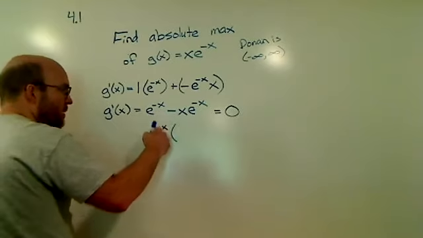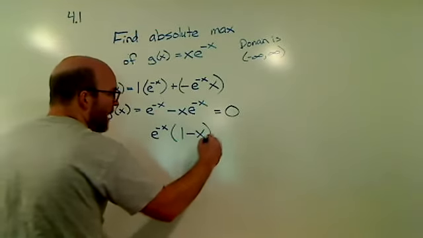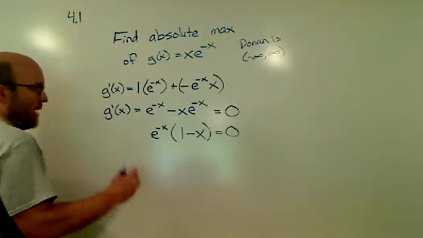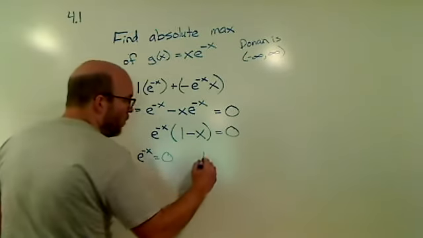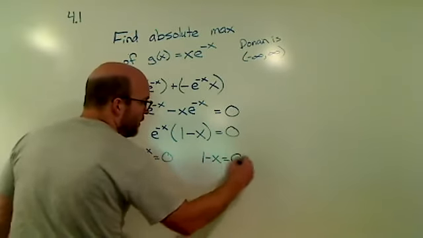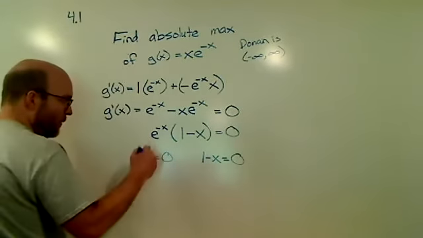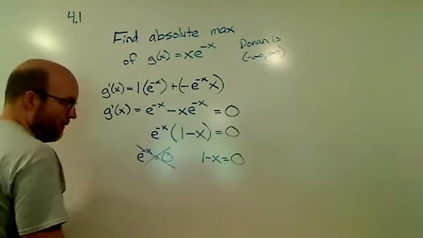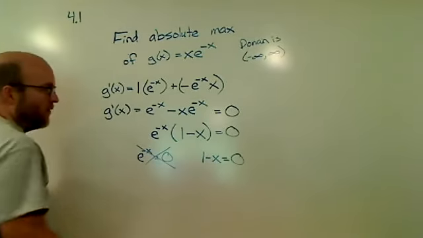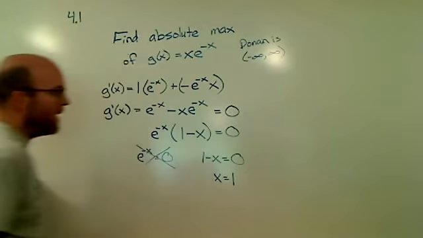E to the negative x divided by itself will leave you with a 1 over here on the cancer, and leave you with an x. And then technically, you split this up and you get e to the negative x is equal to 0, or 1 minus x is equal to 0. We've said this a million times before spring break, but e raised to any exponent is never going to be 0, so you can just forget about that. And this solves super quickly. And you get x equal to 1.